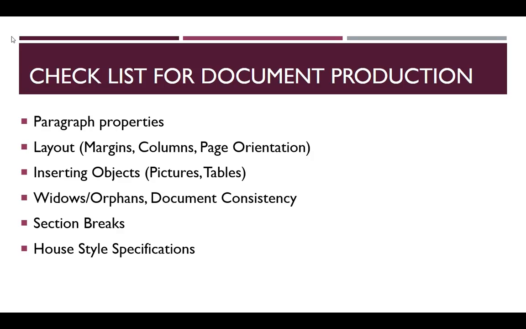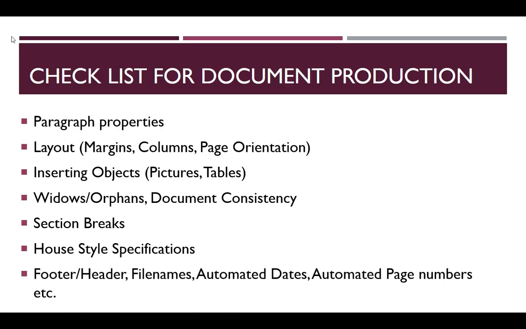So these are some of the things that you would need to know when you do your document production. The last thing that you need to know is how to insert your footer, how to insert your header, how to insert your file names, automated dates. Under file name, you need to know how to put your path as well. You'll be asked to do that. You need to know how to insert automated dates, automated page numbers, your candidate name, your candidate center number, your candidate number. All this stuff you need to know how to deal with as you prepare for your exam.